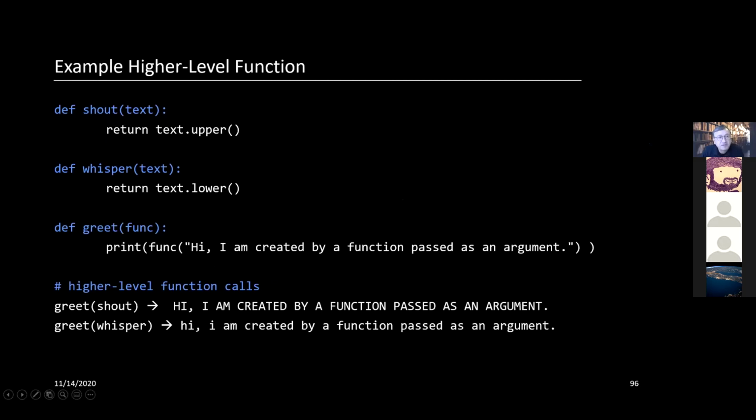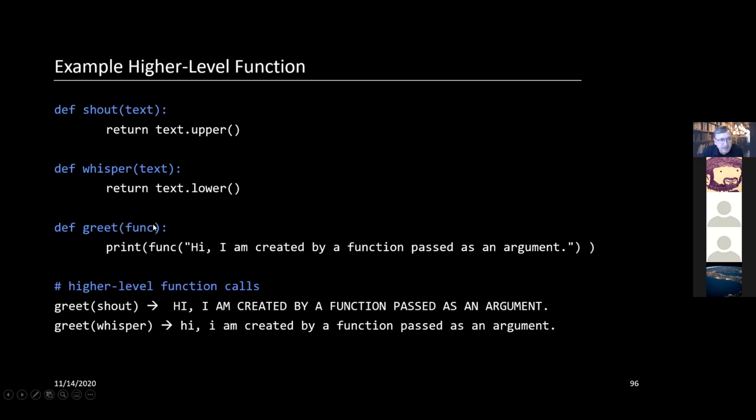Here's a function called shout that will shout out whatever message you give it in parameter text. So this is going to return the uppercase version of the text you give it. And that's what it does. Whisper will return the text that it's given in lowercase. So these are two functions. Here I have a greeting function that will print whatever you give it.